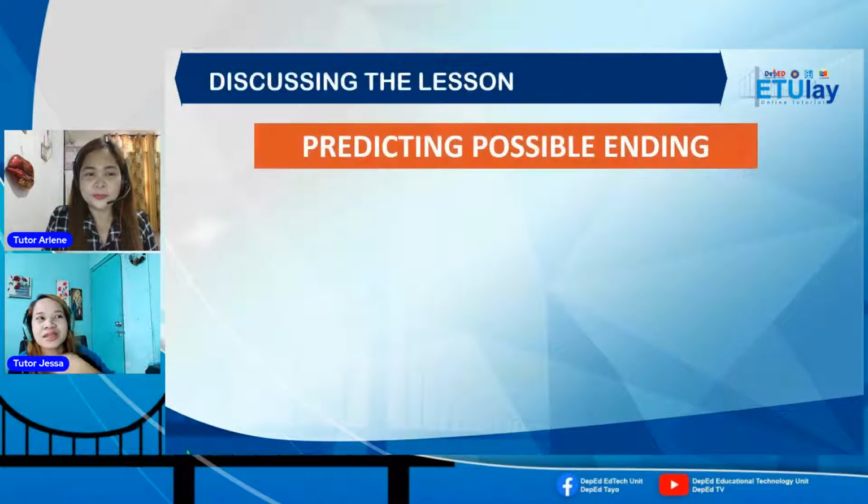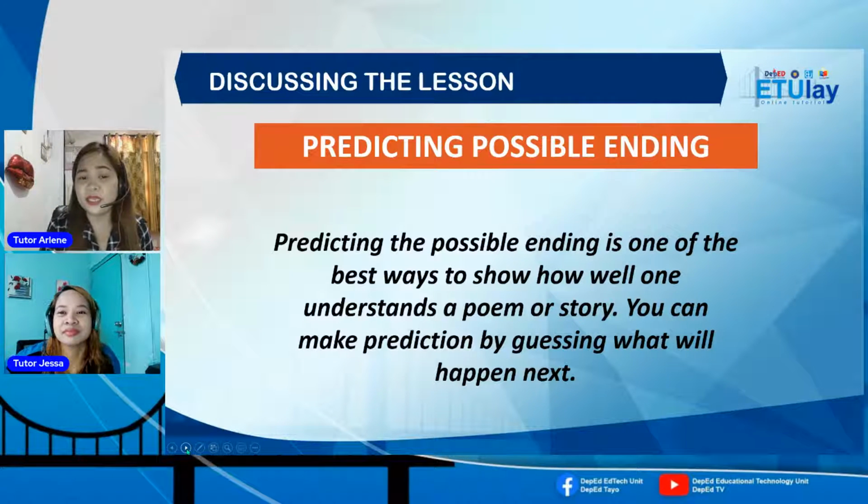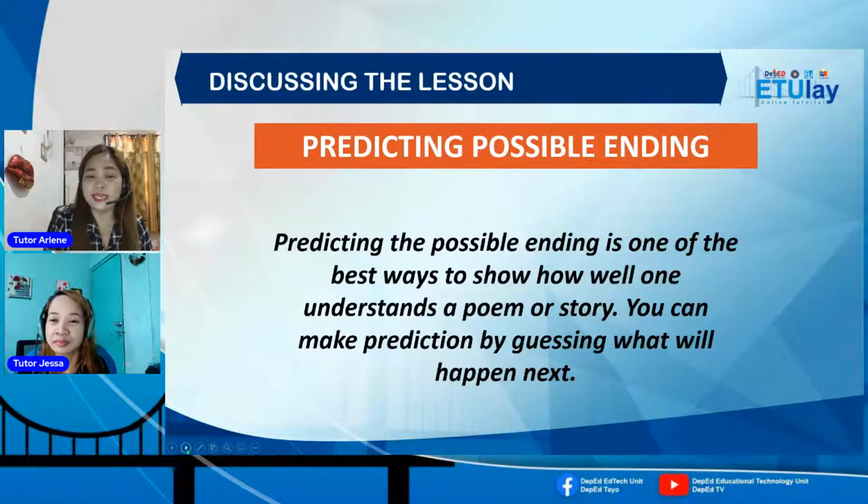All right, so let's have our new lesson for today. So we are going to predict possible ending. Okay, so possible ending. What is predicting the possible ending, Tutor Arlene? All right, when we say predicting the possible ending, it is one of the best ways to show how well one understands a poem or a story. So we can make prediction by guessing what will happen next in the story or poem that we read.